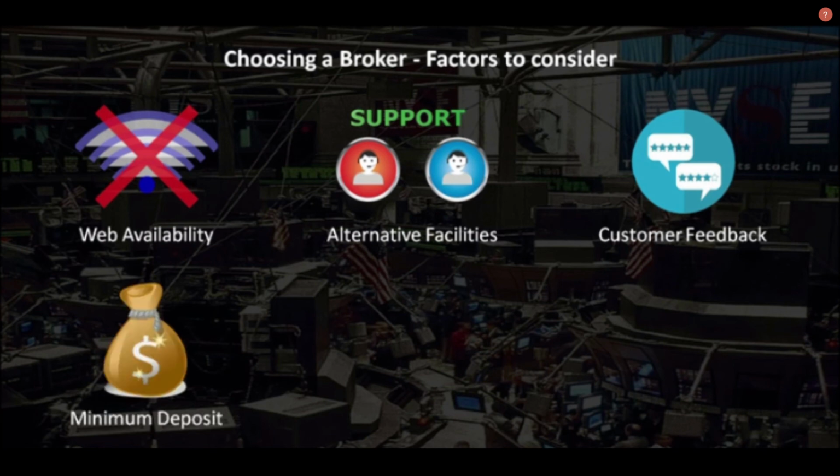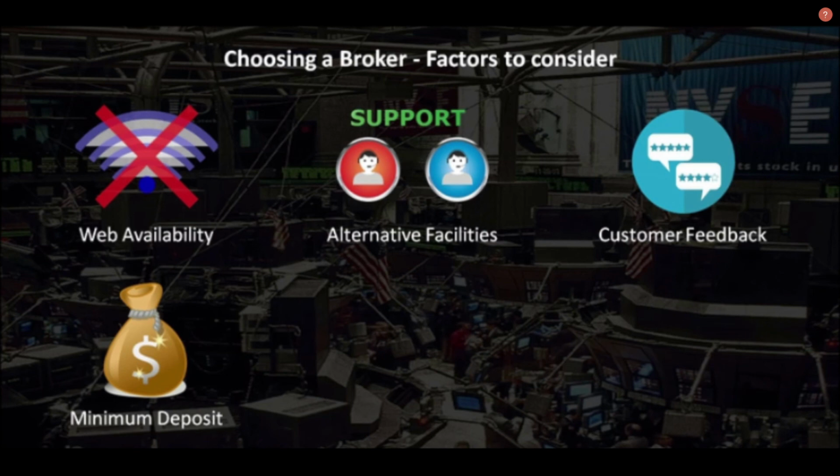The next factor you should look at is minimum deposit requirements. Most brokers would require you to deposit a minimum amount with them. This deposit is available for you to trade. You will find that most of the time the initial deposit requirement is negotiable, especially if you are talking to multiple brokers at the same time.